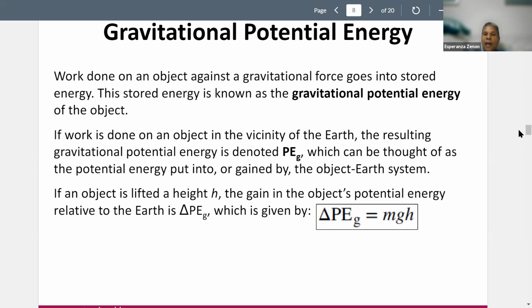How do we figure out how much gain? We call that delta PE. Delta means what? The change in potential energy. How much potential energy is gained as we increase the object's height? That amount is mass times gravity times height. So stored energy by virtue of position. Okay?